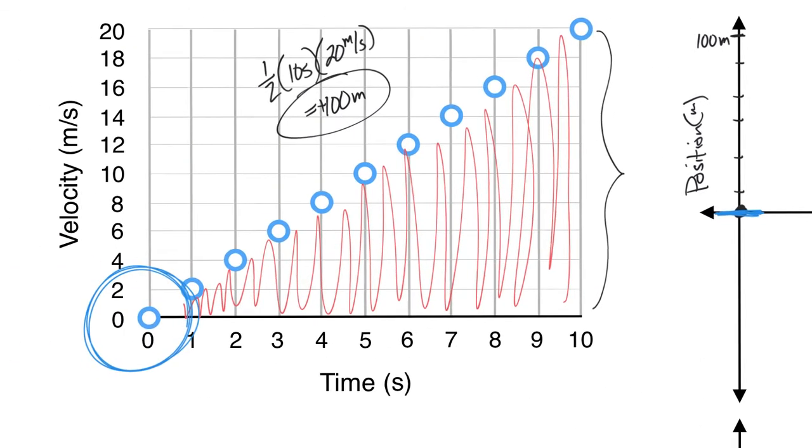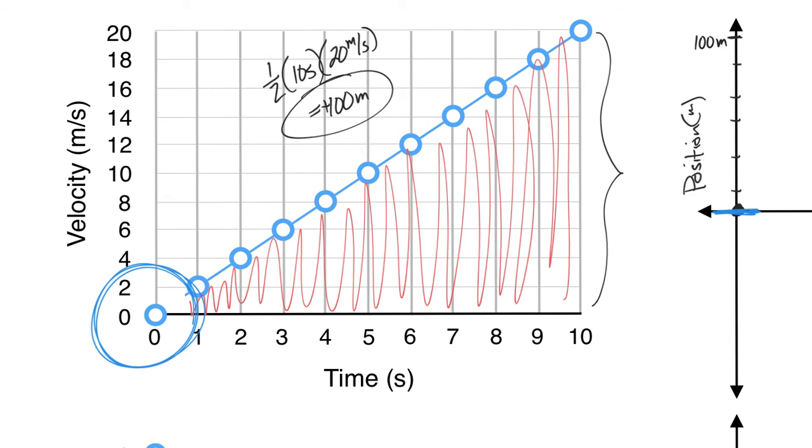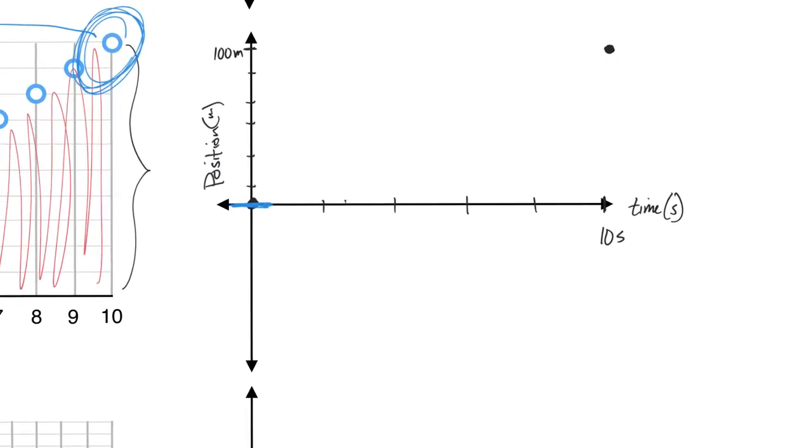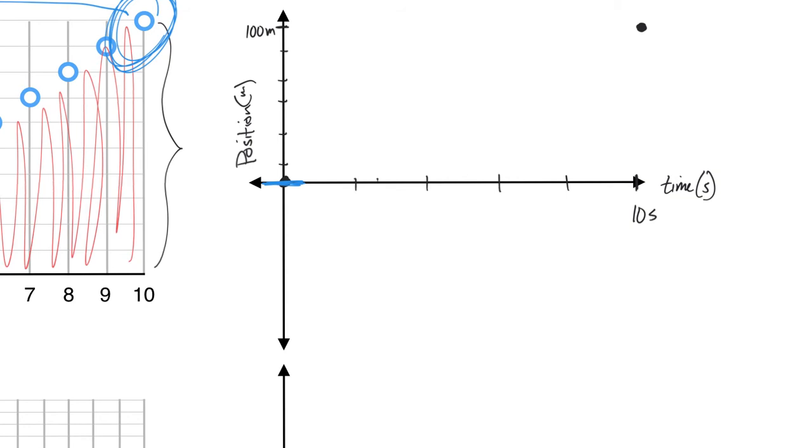Well, at time 10 seconds, the velocity was 20 meters per second. So at 10 seconds, the slope has to be positive and 20. Well, 20 is pretty steep, and positive is definitely in that direction. I don't have to have a firm scale here.